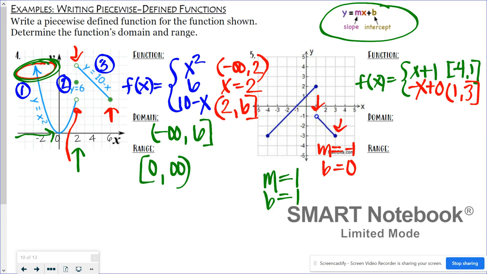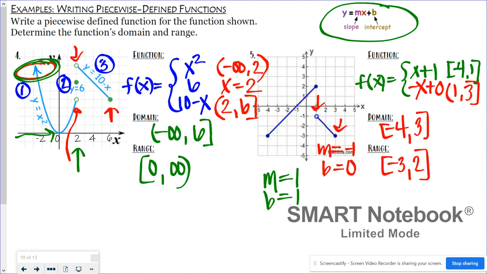So here's my function. So for the domain, I'm just doing the domain of the entire function this time. It goes as far left as -4. There's some weirdness when x is 1, but it's solid there, so that's okay. And so it goes as far right as 3, where it's solid, which deserves a bracket. For my range, it's going as low as -3 and as high as 2.